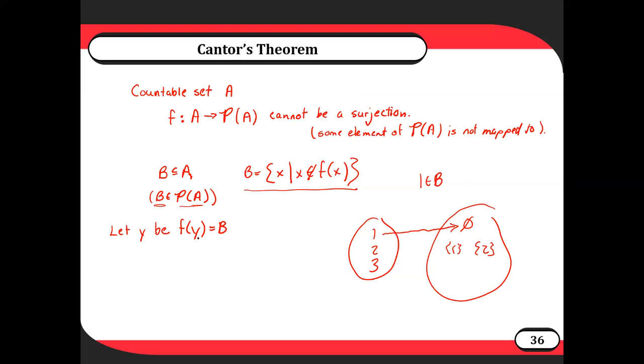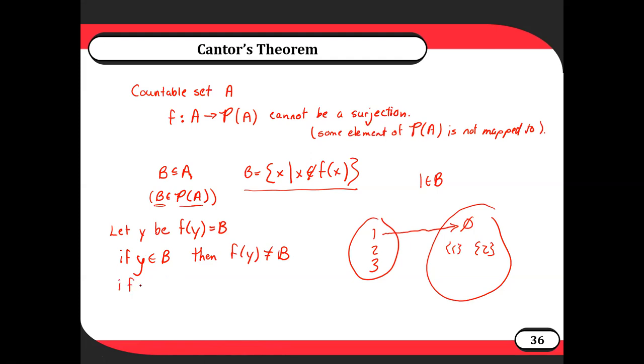Okay, but if we have this element Y that maps to B, the set B, then if Y is in B, then it cannot map to that set because that's the definition of that set. However, we assumed that it did map to that set, so we've come across a contradiction, basically, right?